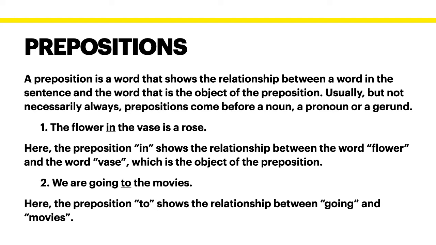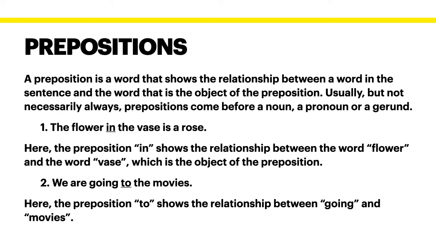And the word vase is a noun that comes after the preposition that is called the object of the preposition. In this sentence, the preposition in connects the two nouns flower and vase, and the second noun, that is vase, is the object of the preposition.